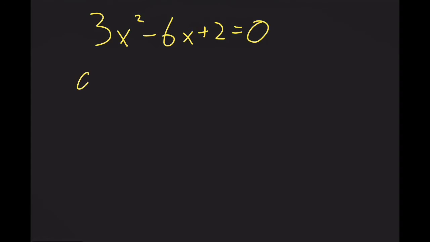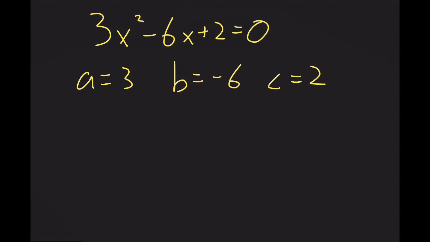Let's determine how many solutions are in this equation: 3x squared minus 6x plus 2 equals 0. This equation is in the standard quadratic form, ax squared plus bx plus c. So let's identify a, b, and c. a equals 3, b equals negative 6, and c equals 2.